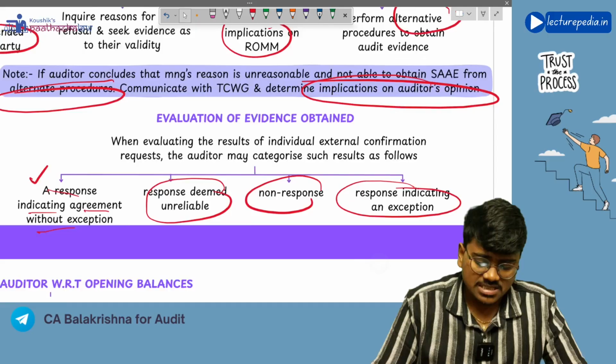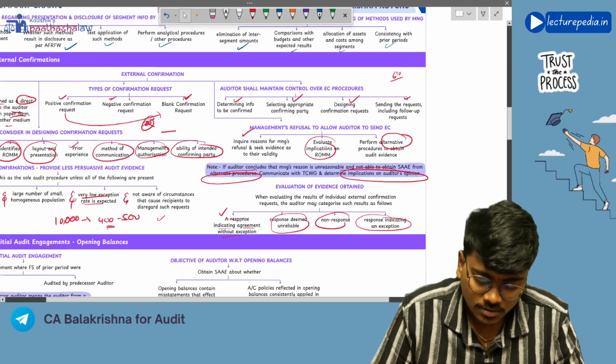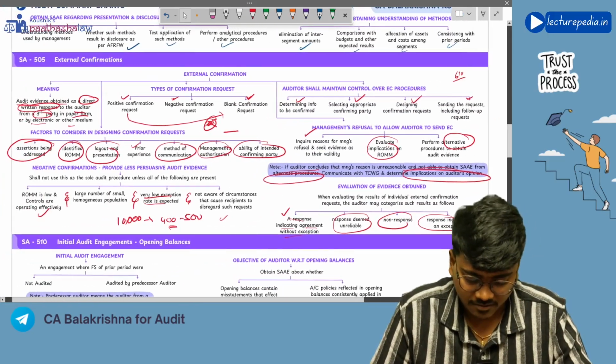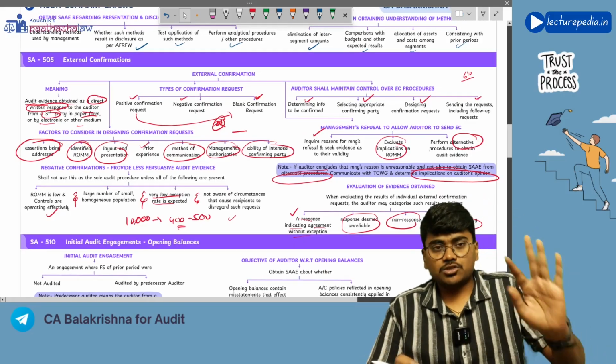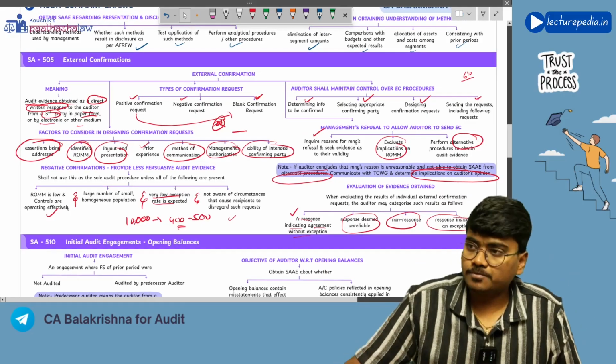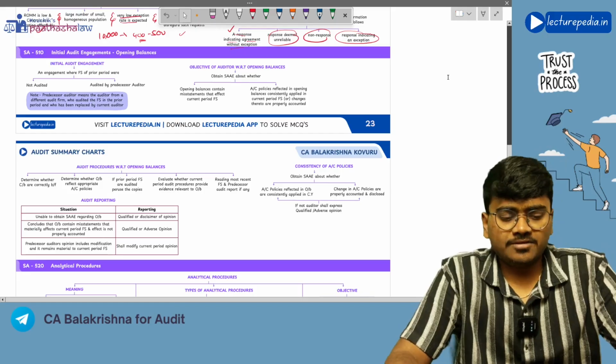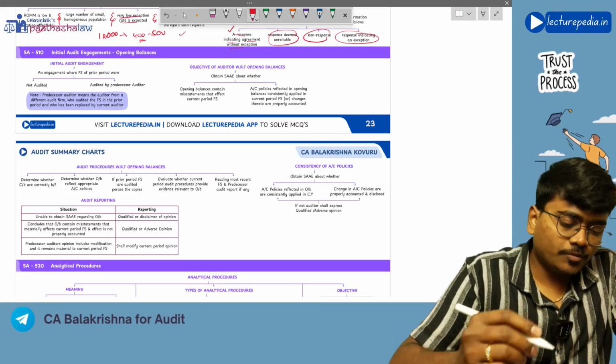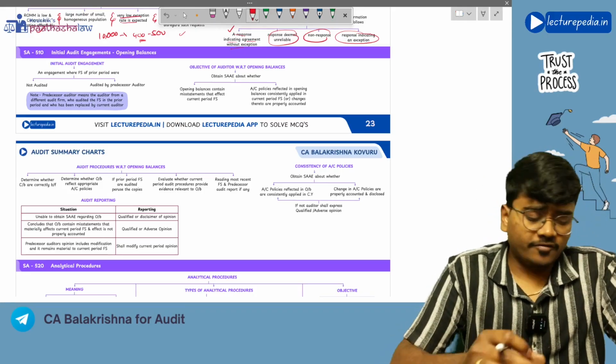Got it? So this is SA-505, right? So three standards are done. Still we have four more standards to go. So yes, now we'll start with SA-501. What is this SA-501 about?